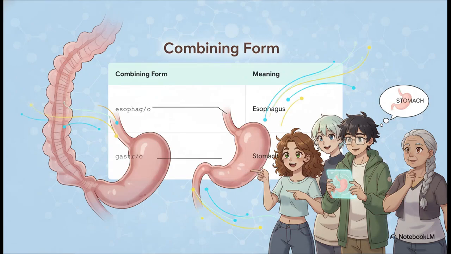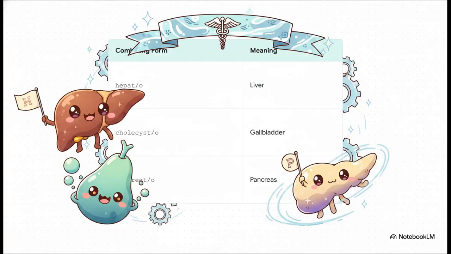Now remember, that's our core subject, the main part. For the esophagus is esophago, and for the stomach, it's gastro. So from now on, anytime you see gastro, your brain should just immediately light up and picture the stomach on that map. Now, the digestive system doesn't do all the work by itself.